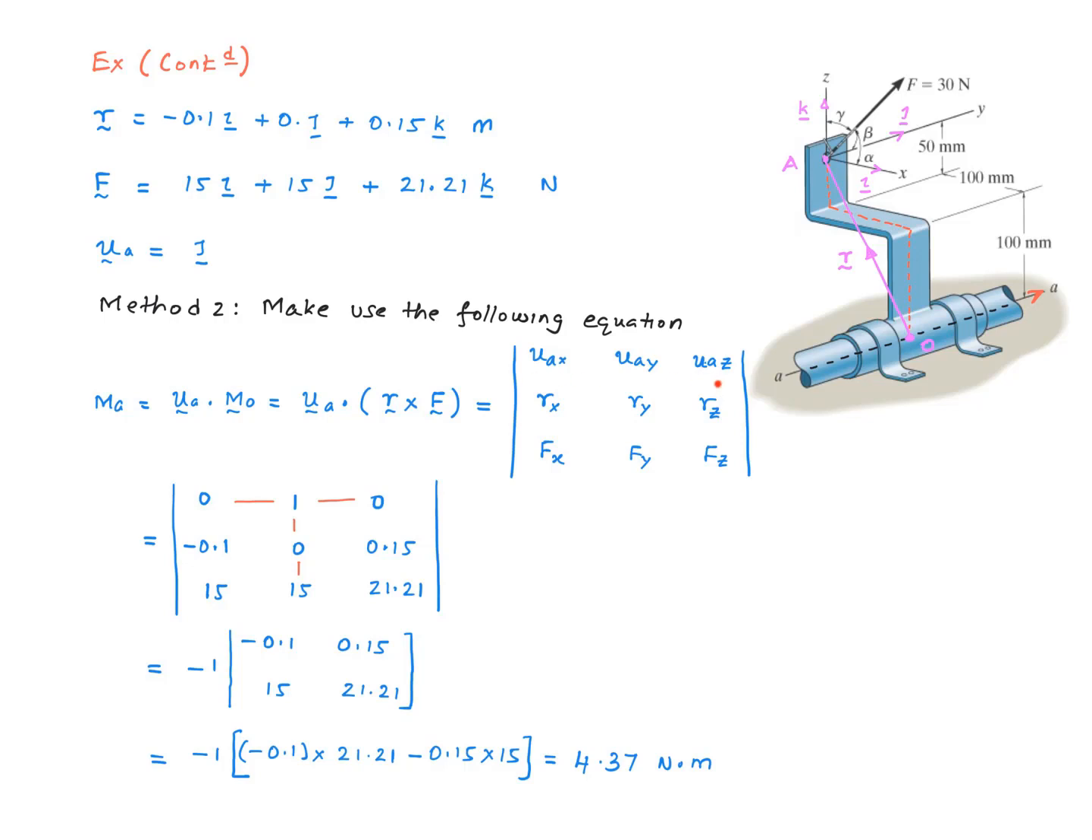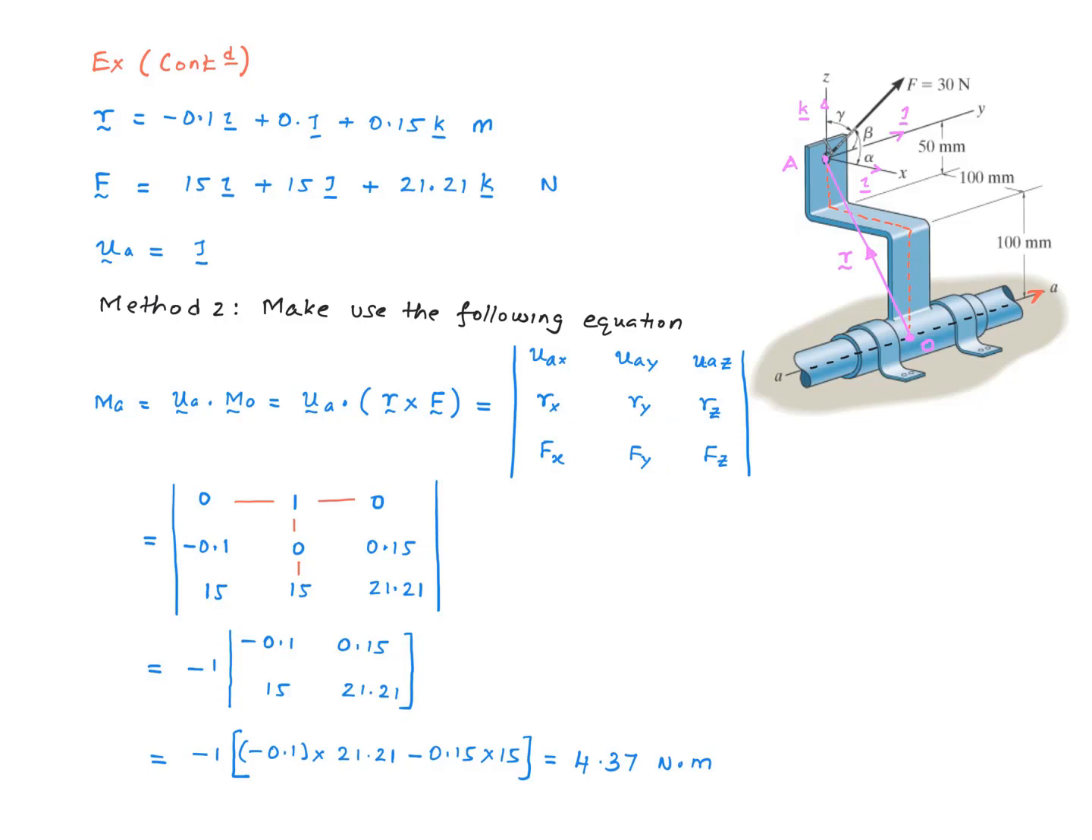So what did I do here? Well, I recognized that in the first row I have the components of the UA vector, right? So here I have the x component of the UA vector, which is 0 because we don't have an i term in here. And the y component of the UA vector is 1 because this is 1 times j basically, right? So I have 1 here. And then the z component of the UA vector is 0 because we don't have a k term in this vector. So that is 0 here, right? So that's how I construct my 3 by 3 determinant.